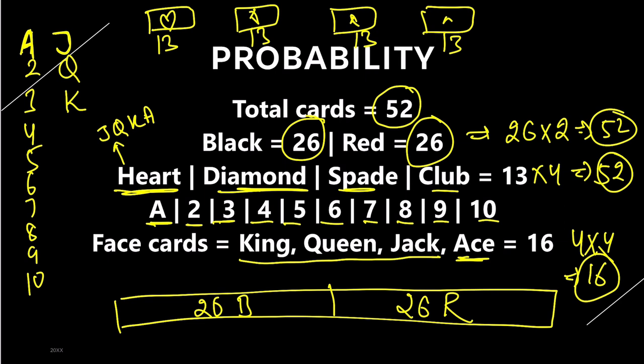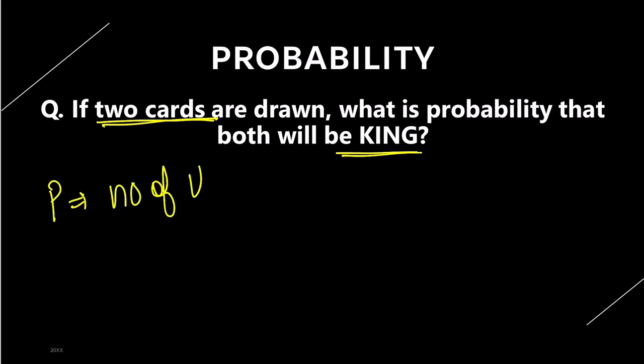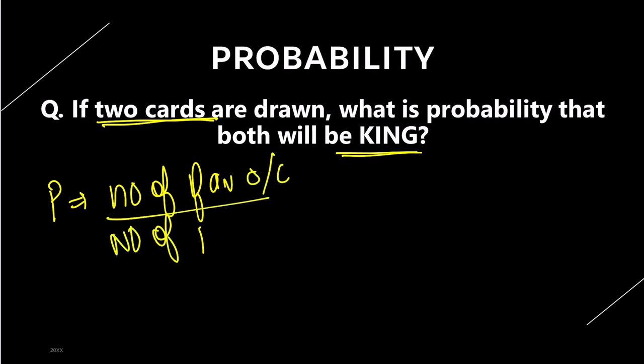Now we know how a playing card looks like. Now let's solve some questions on this. If 2 cards are drawn from a deck of cards, what is the probability that both are king? Right? What is the probability that both are king? Now, solving this, first thing, probability is calculated by number of favorable outcomes divided by number of possible outcomes, right?